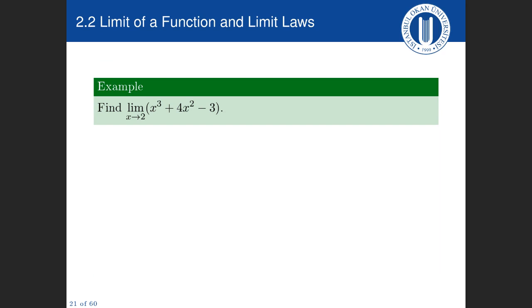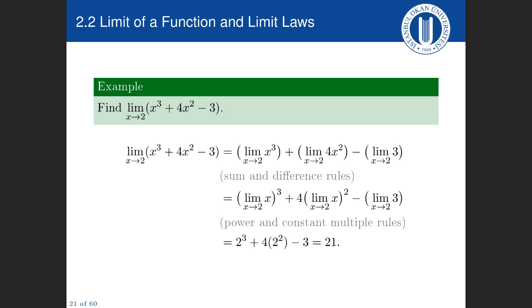Now that we have these seven limit laws, we can use them to calculate limits like this. Find the limit as x tends to 2 of x cubed plus 4x squared minus 3. This time I'm going to be careful and tell you exactly which rules I'm using at each step. First, I want to use the sum and the difference rules.